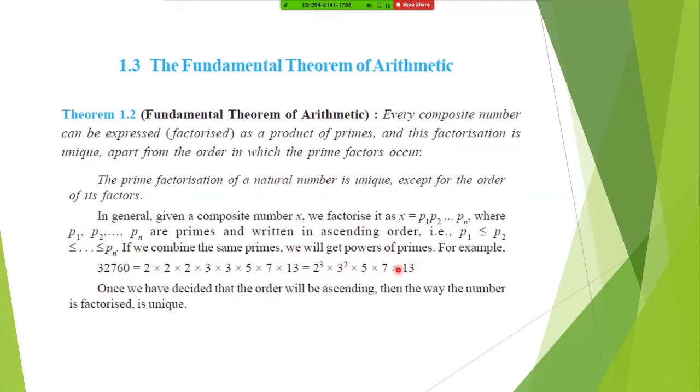You can write it any way, but it's always good to write it in ascending order. Always it should be written in ascending order: 2 cube, 3 square, 5 to the power of 1, 7 to the power of 1, 13 to the power of 1. This is what the fundamental theorem tells us.